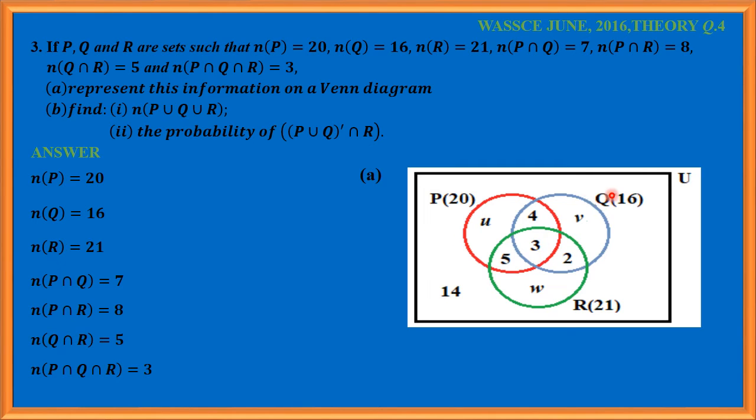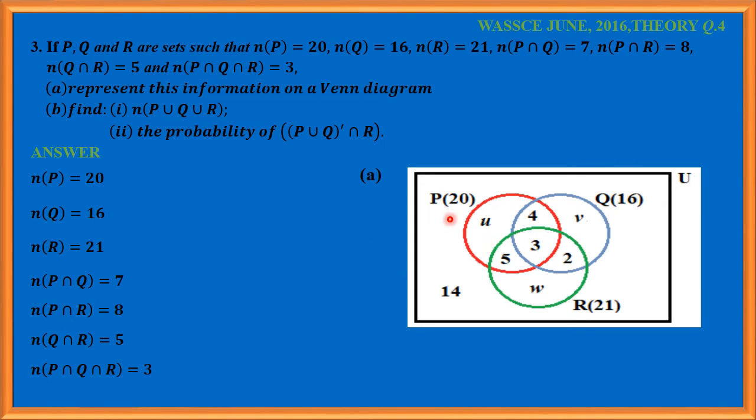Then P intersection Q is 7, which comprises the intersection of the red circle and the blue circle. So the intersection of the red circle here and the blue circle, this here, should be equal to 7. And already, since we have here to be 3, that means here should be 4.